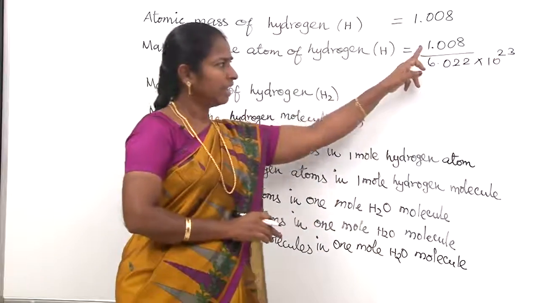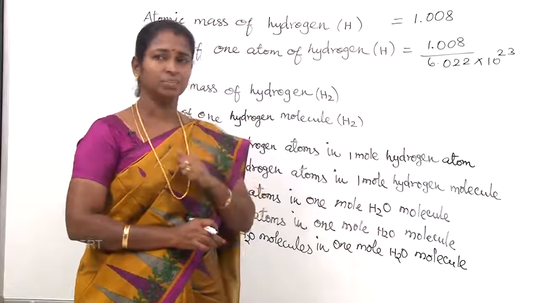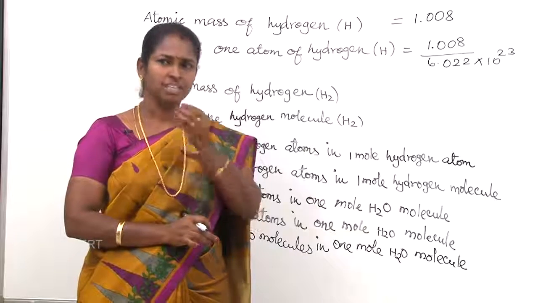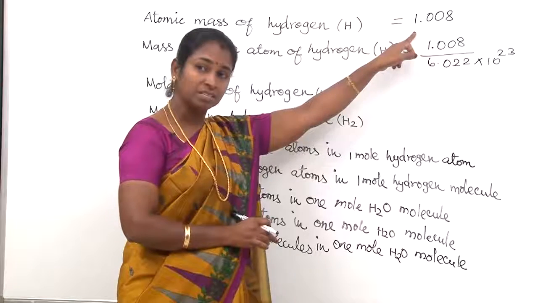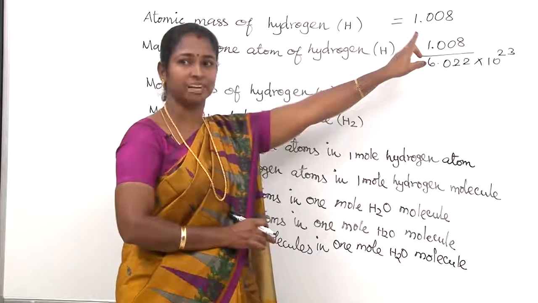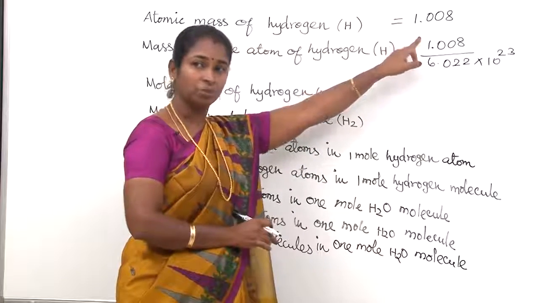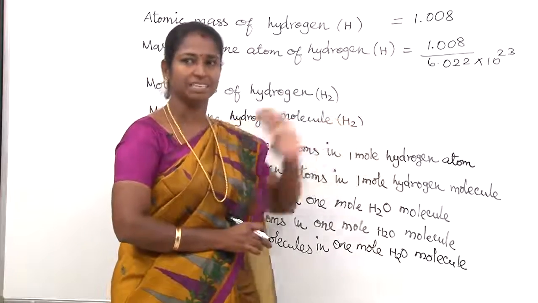So, the answer of this will be a very small number, is it not? Why is it very small? You know, an individual atom cannot be visualized. So, its mass will be very less. Actually, this mass is the mass of Avogadro number of hydrogen atoms. So, atomic mass means mass of Avogadro number of hydrogen atoms. Mass of one atom means mass of a single atom.